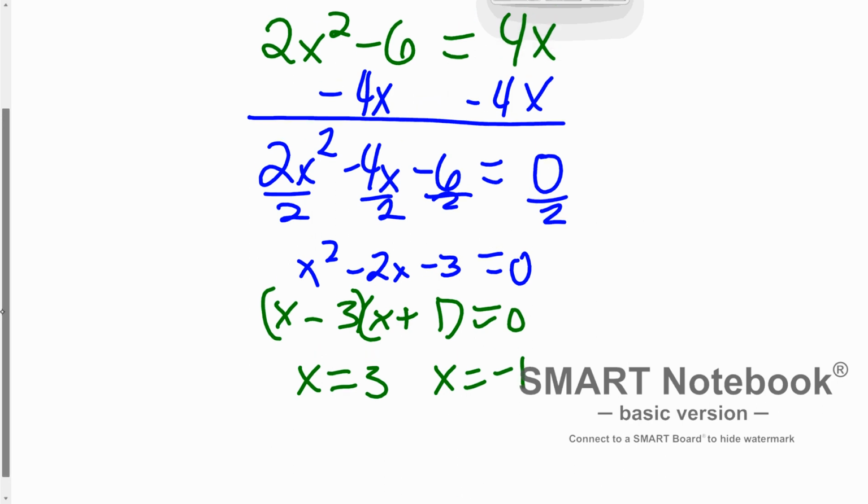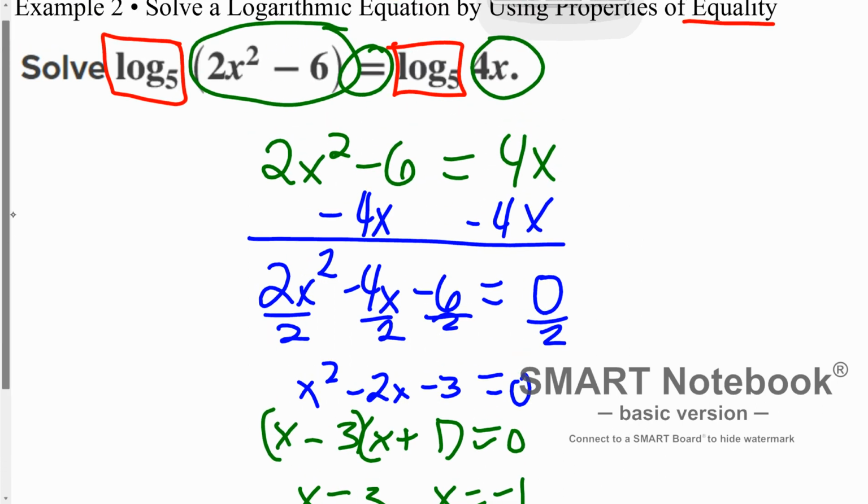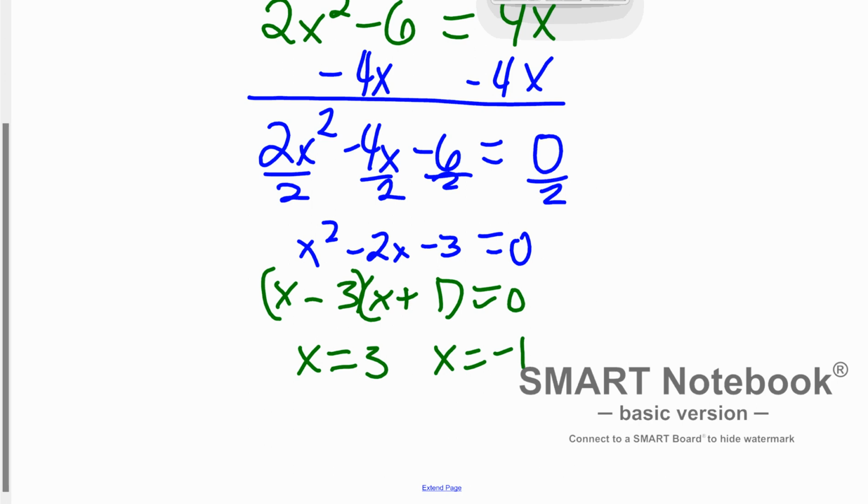The only thing that I have to do, because I'm working with logs, is I need to plug those back in and check, because I can never take the log of any base of 0, right? It's not possible. So therefore I need to check these to make sure it works.